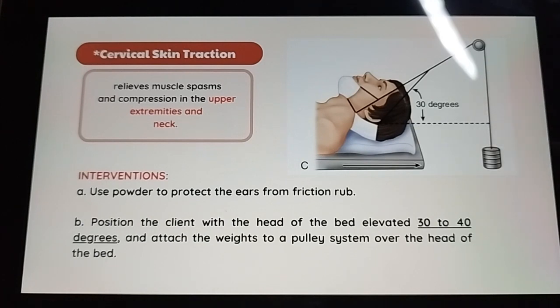Position the client with the head of the bed elevated 30 to 40 degrees and attach the weights to a pulley system over the head of the bed.